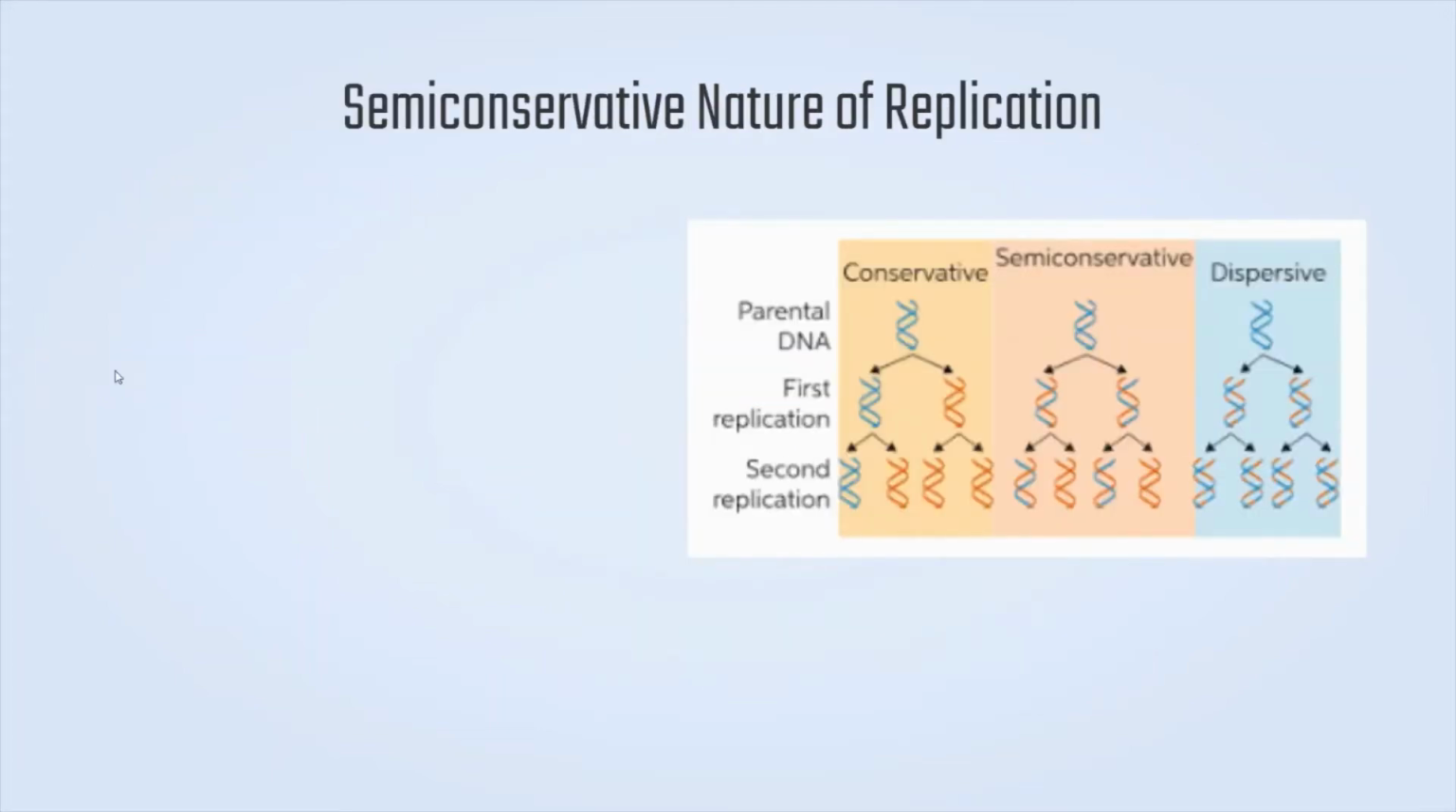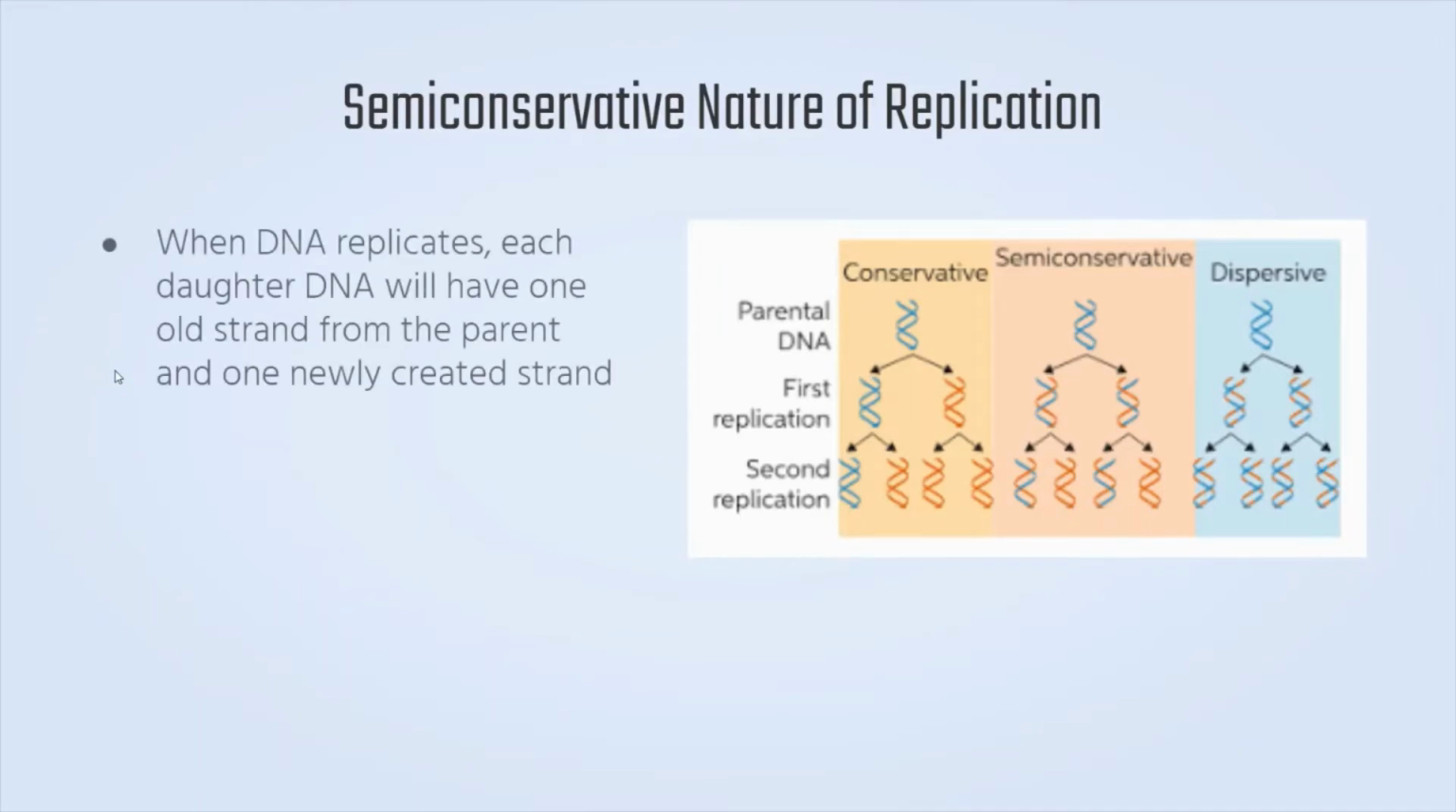DNA replication is usually called semi-conservative. This is because when DNA replicates, each of the daughter DNA strands will have one old strand from the parent and one newly created strand.